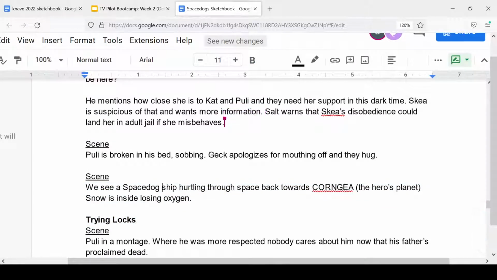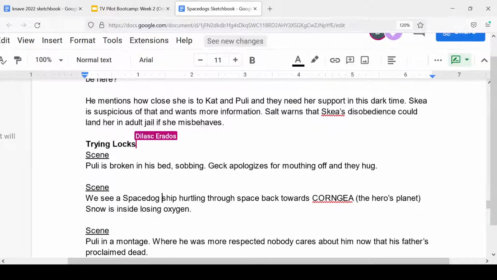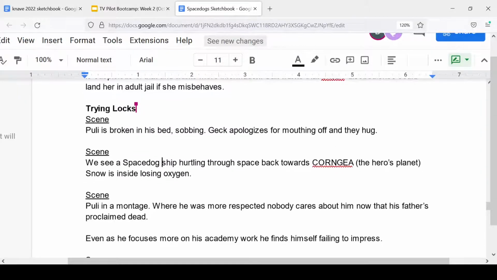So should trying locks be everything else afterwards? Even though he's not trying locks by being broken, it's hard to say. He's asking the question, what do I do now? How do I respond to and react to the catalyst? That is what we're doing in this sequence. I was just like, there's catalyst, and then there's trying locks, but there's a couple of scenes between both of those things, you know what I mean?